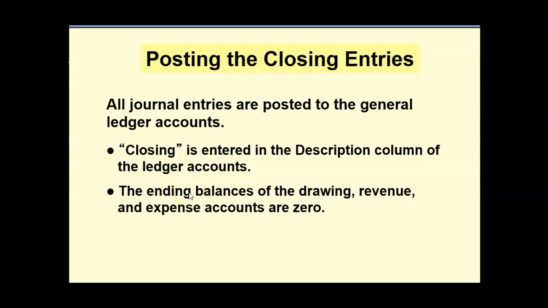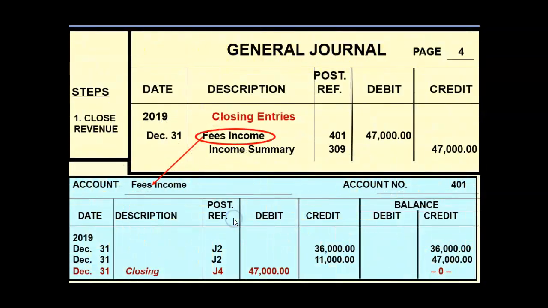Once you post the closing entry, your drawing account, revenue account, expenses, and income summary are all going to have a zero balance. Let's take a look at a few of the ledger accounts pertaining to our revenue accounts, expenses, income summary, or the drawing account. So the fees income account had a balance of 47,000 from previous transactions prior to the closing entries. We now want to follow the 5 steps in the posting process.